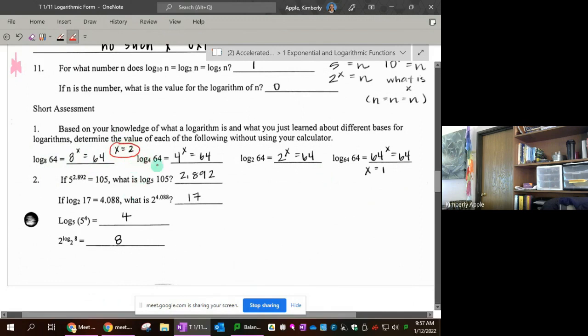Okay, when I look at the logarithm, I'm going to think in my mind that that is asking me 4 to what power will give me 64. Now, if you're not familiar with higher powers of numbers like that, you can always break out a calculator and just start guessing. In this case, 4 to the third power is 64.